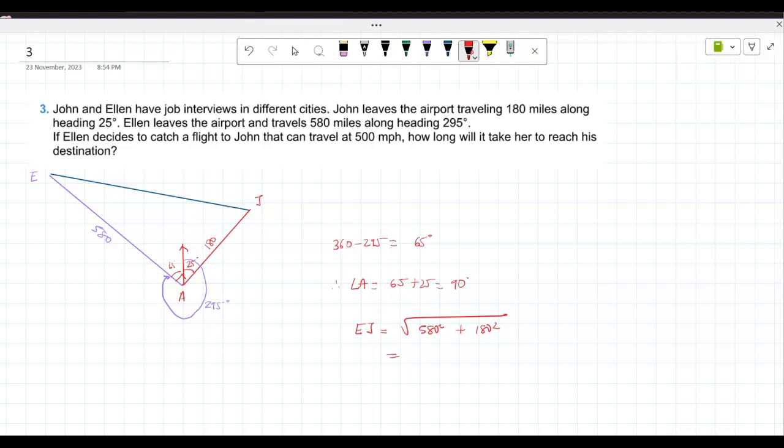Right? And then you do speed is equal to distance over time. So 580 square plus 180 square, right? So that's 607.2898 miles. Don't round off in the middle. Now you have to find out time. Time is equal to distance over speed. So 607.289 divided by 500. That's how much? 1.21 hours.